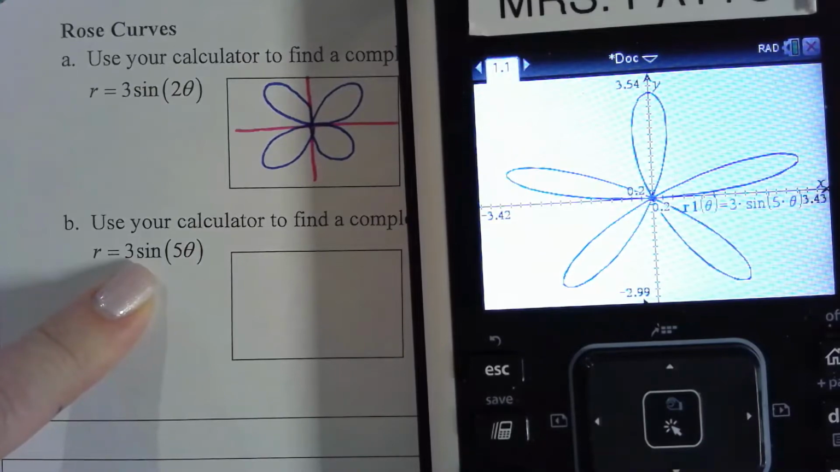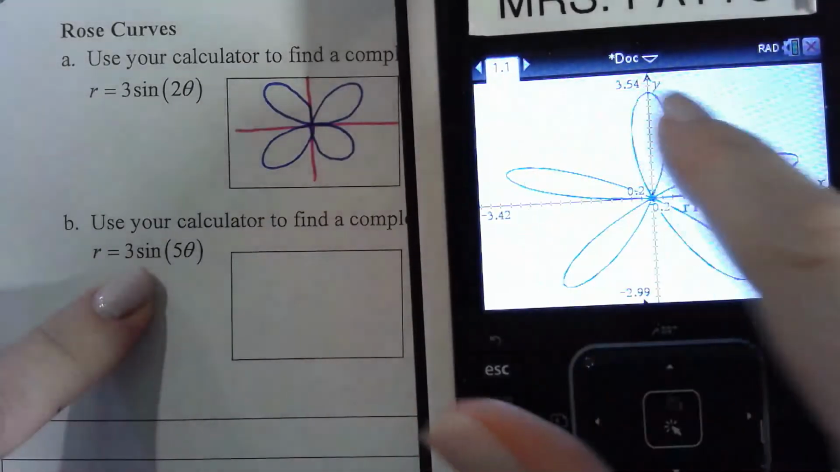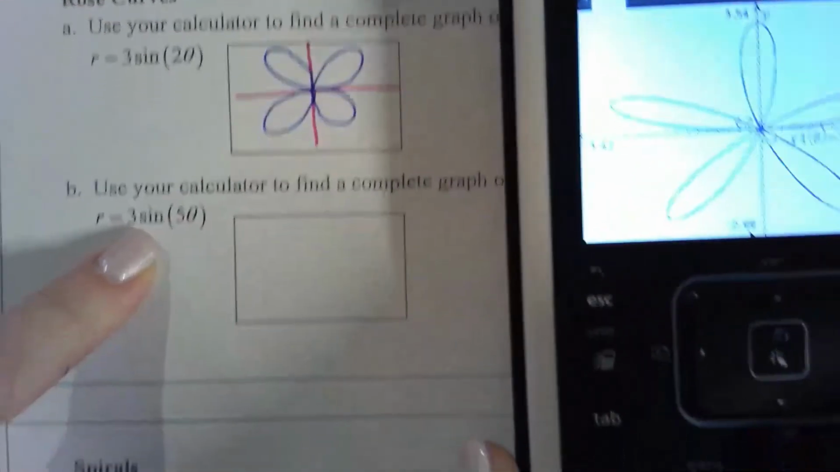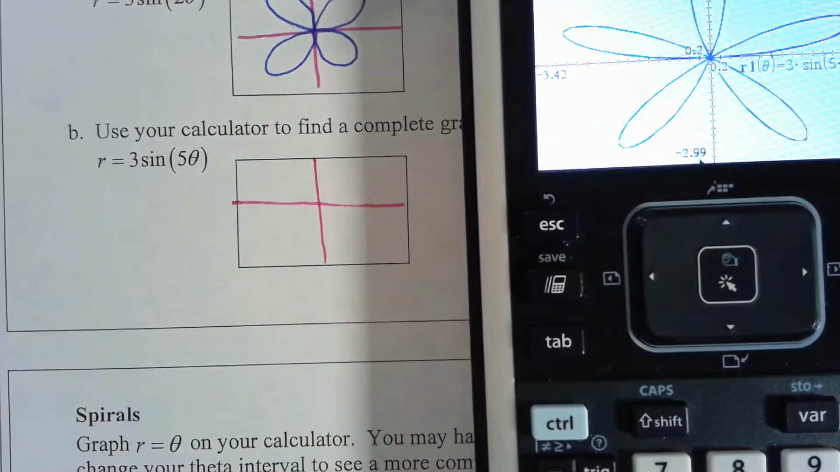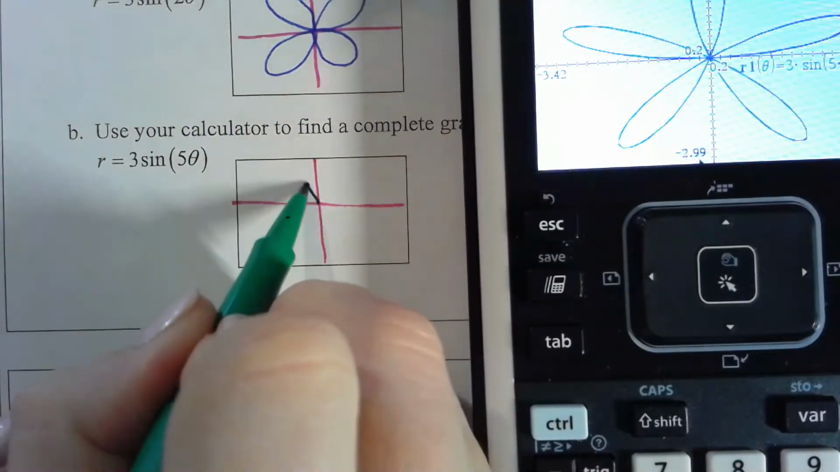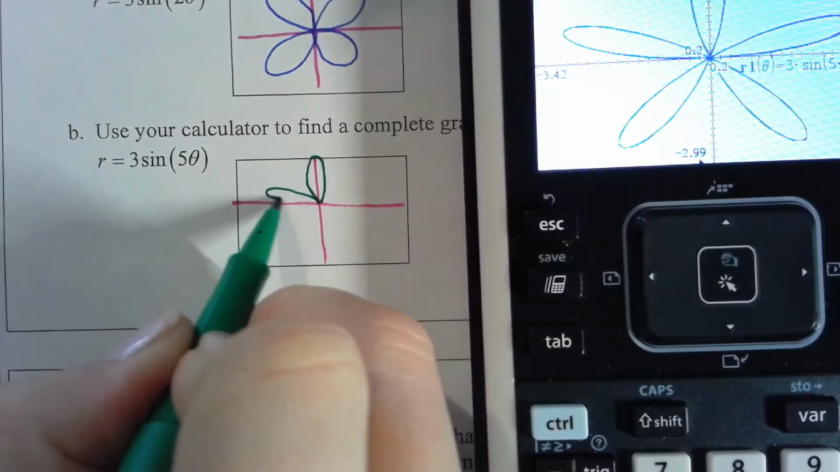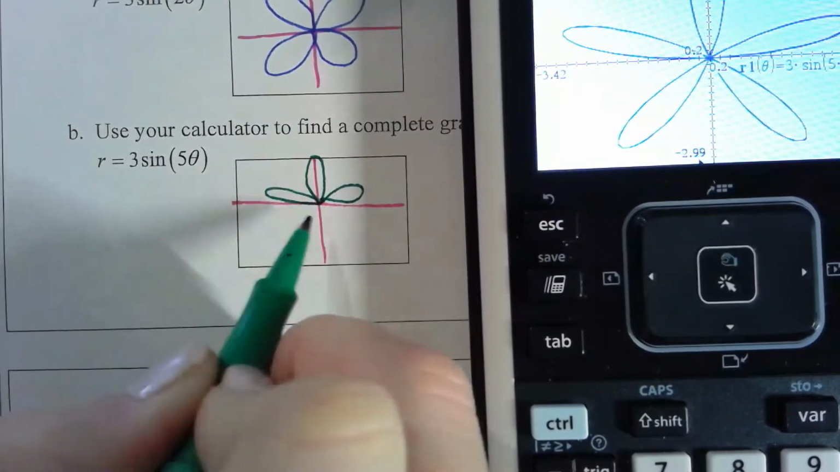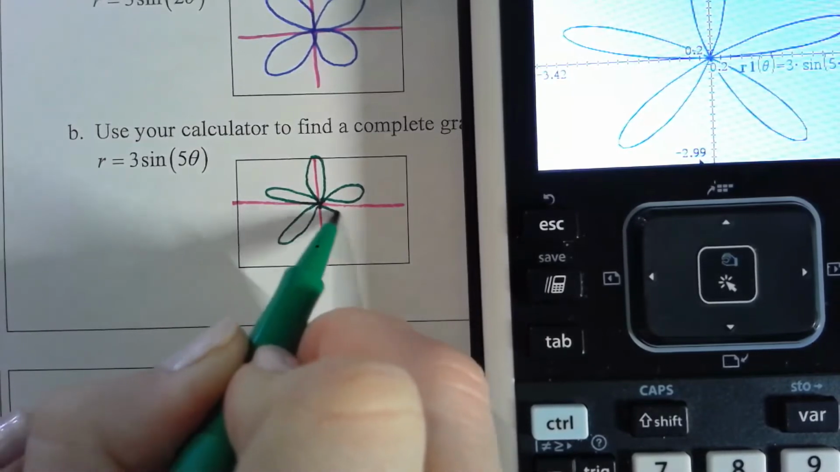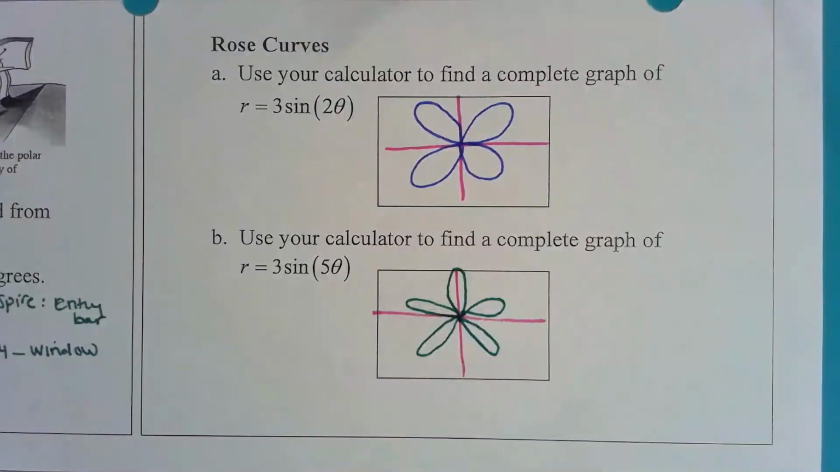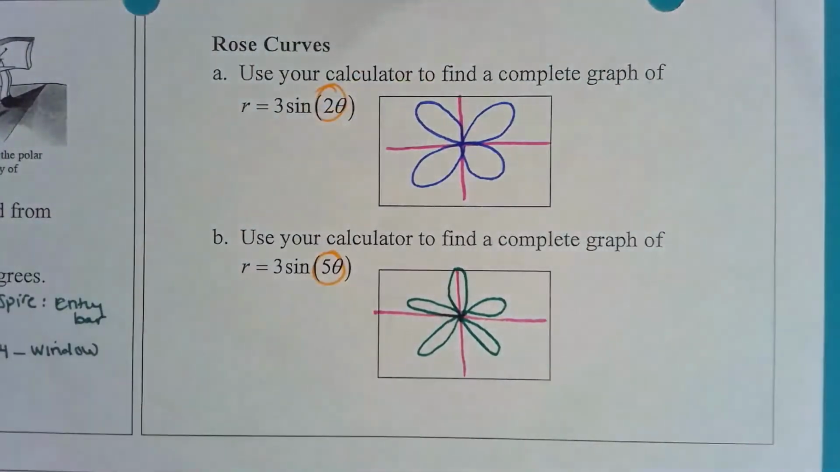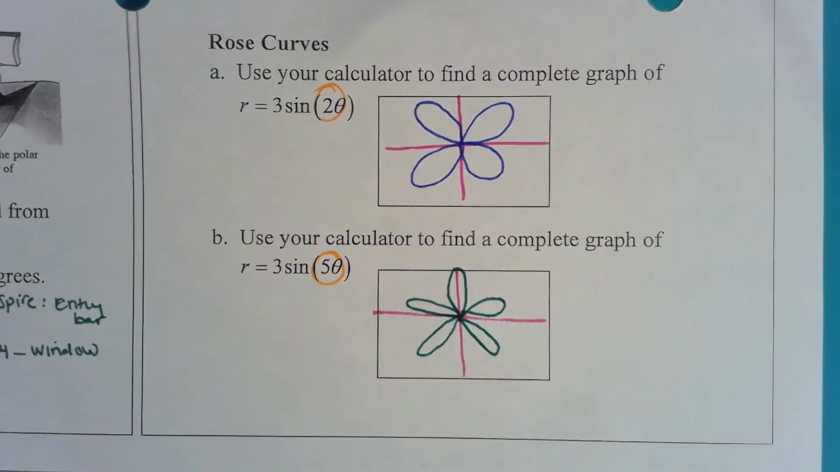Okay. Well, it's still a rose curve. It's still a flower, but now it has 1, 2, 3, 4, 5 petals to it. So I'm just going to very quickly put this on my paper. We have one that's kind of symmetric around the y-axis. We have one that's a little bit above the x-axis on both sides, and then kind of down here, one down here, one down here. So the one thing that changed was the inside, right? We changed from a 2 to a 5, and we noticed the number of petals changed. Okay, I'm just kind of throwing some things out there.